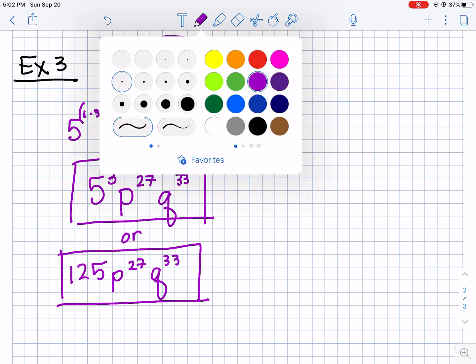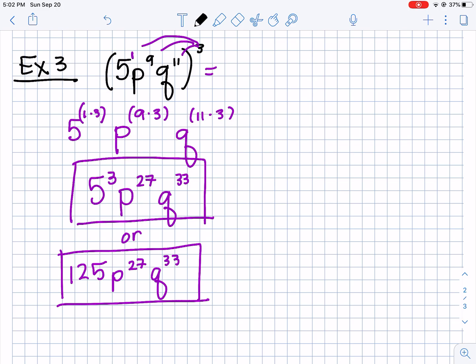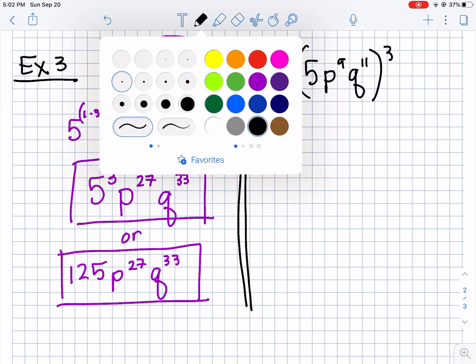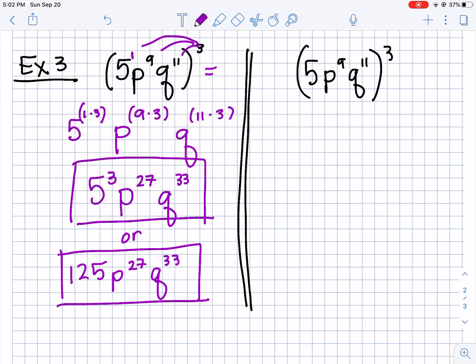But we have that old saying, when in doubt, expand it out. So if you took 5p to the 9th and q to the 11th, and you took that whole thing to the 3rd power, and you wanted another way to think about that, well, what that means is you are taking 5p to the 9th, q to the 11th, multiplying that by 5p to the 9th, q to the 11th, and multiplying that by 5p to the 9th, q to the 11th.